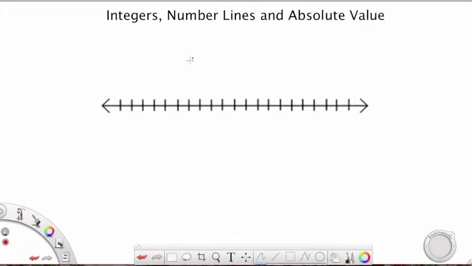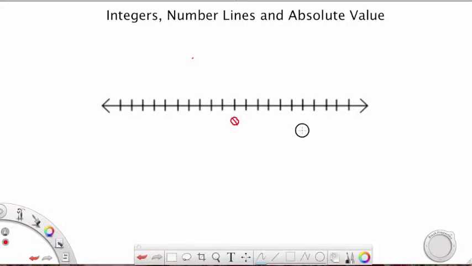Let's take a look today at integers, number lines, and absolute value if we get to it. We've been talking a little bit about integers lately, and we know that integers are positive and negative numbers. What would really be helpful for us to understand integers a little bit better is to understand their home, where they live. All integers fall somewhere on a number line.